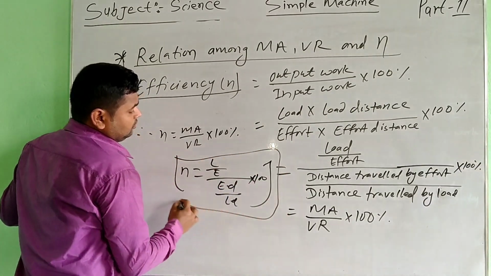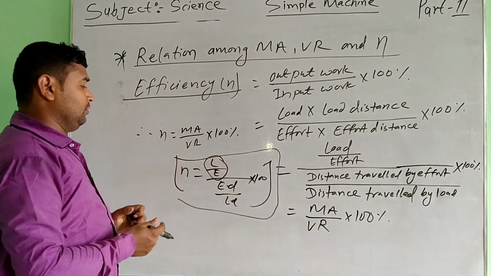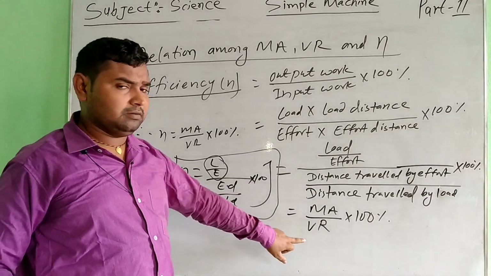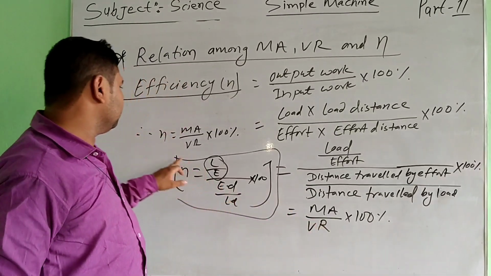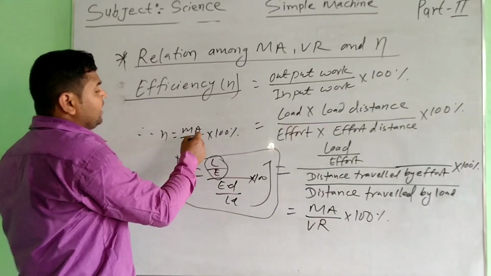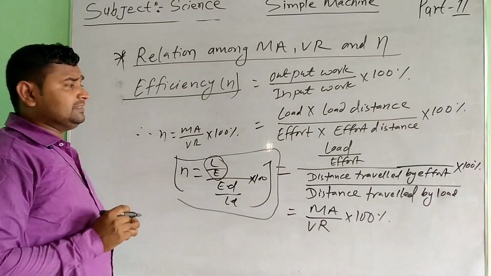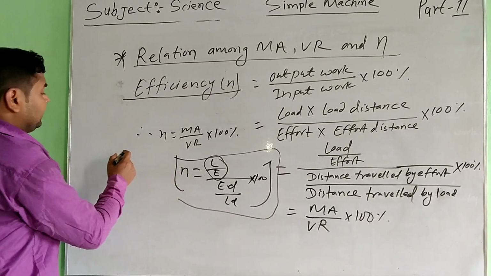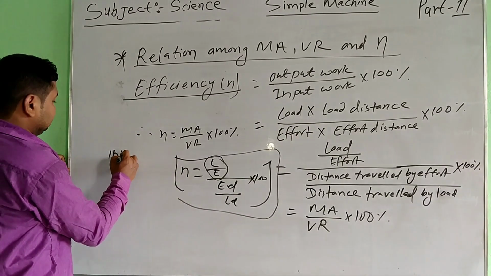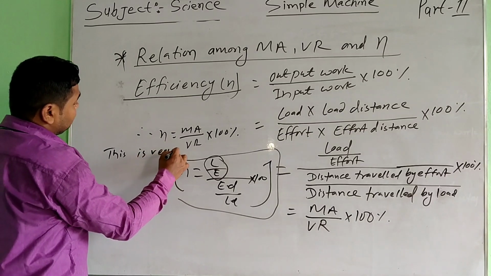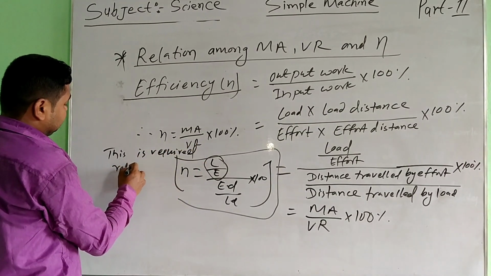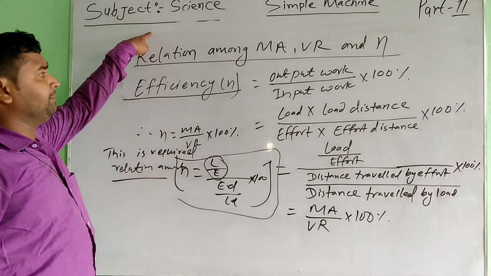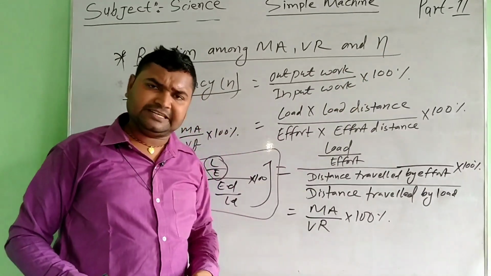Yes or no? It means L by E, load by effort, is MA, and ED by LD is VR, into 100%. Thus we can say that efficiency is equal to MA by VR into 100%. This is the required relation among MA, VR and efficiency.